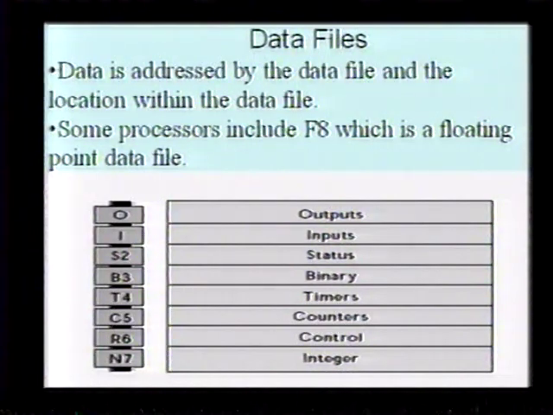On the last one, that N7 integer value, it only displays an integer value, no decimal points. So if you wanted a real number or floating point number like 1.236, then you would have to use the address F8. Not all processors use floating point. The Allen Bradley 1200 does use floating point.